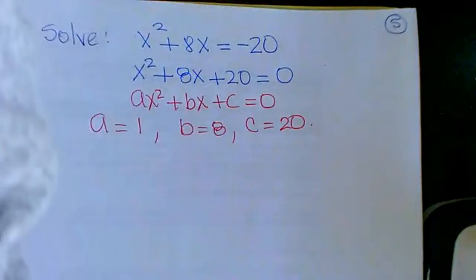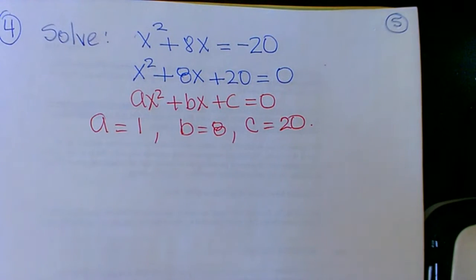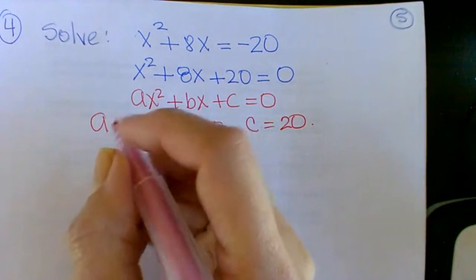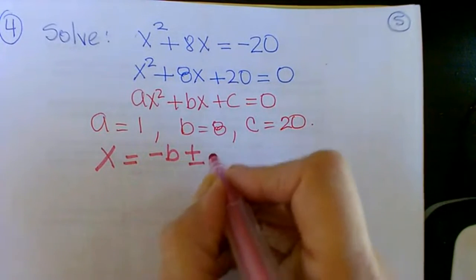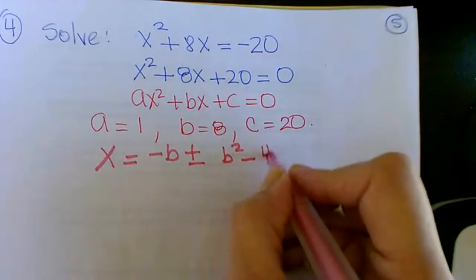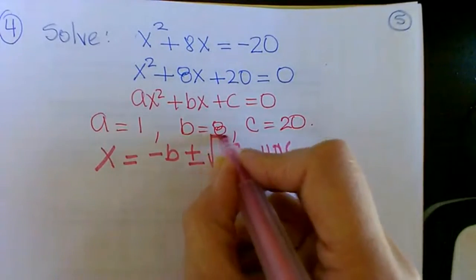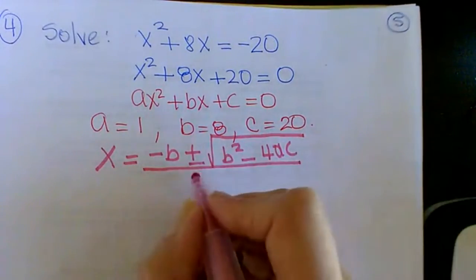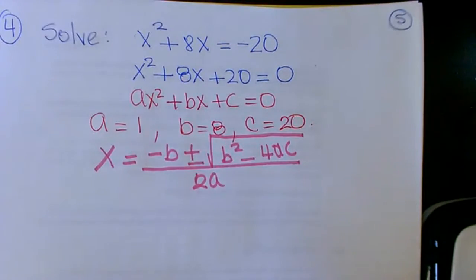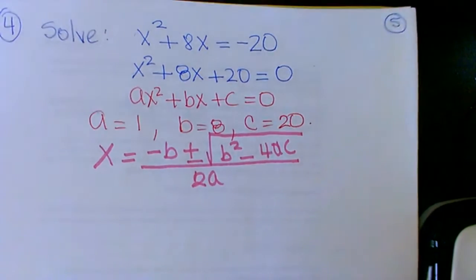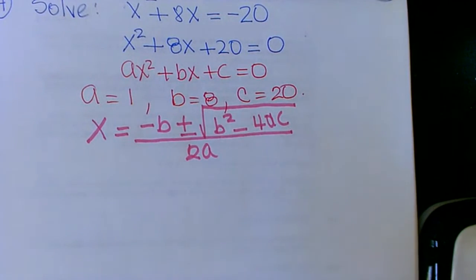And let me write down the quadratic formula, okay? x is equal to minus b plus or minus the square root of b squared minus 4ac, divided by 2a. Go ahead and plug in those numbers and give me an answer, please. Be careful, this one might not look like the other ones, okay?